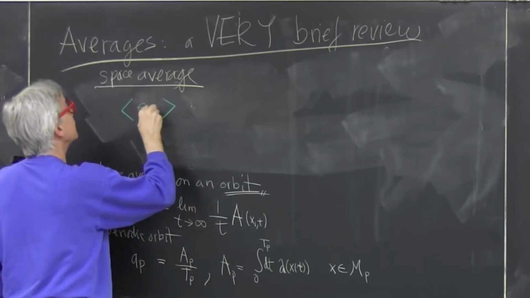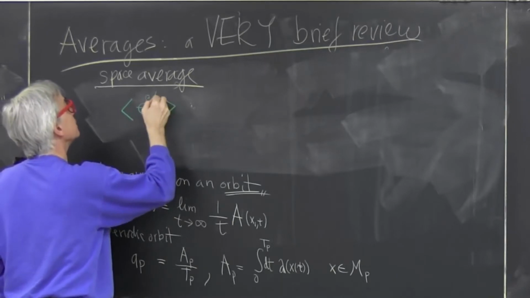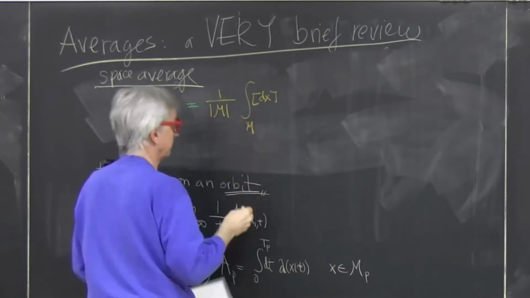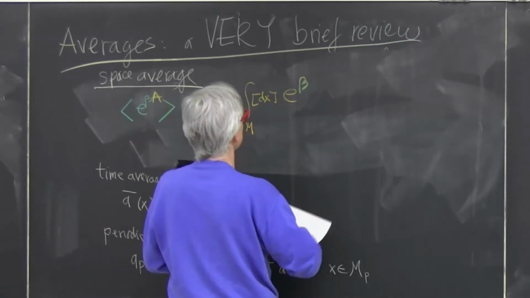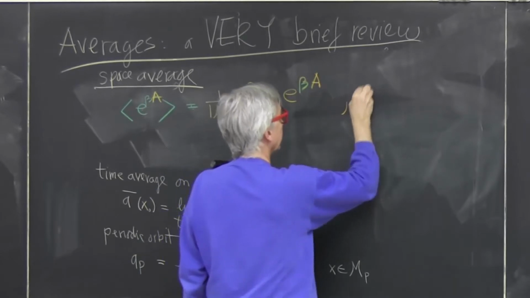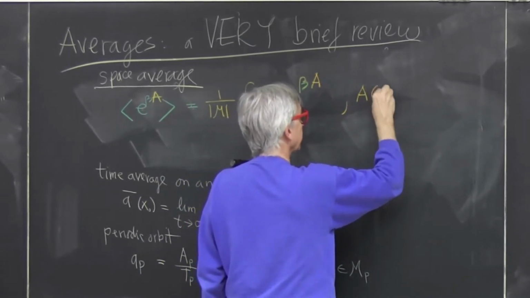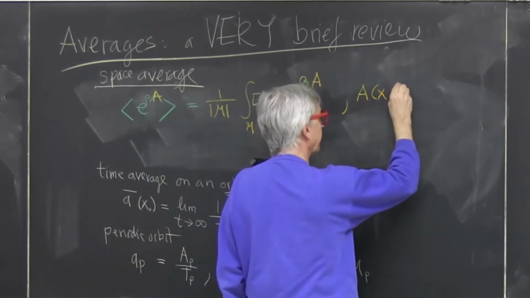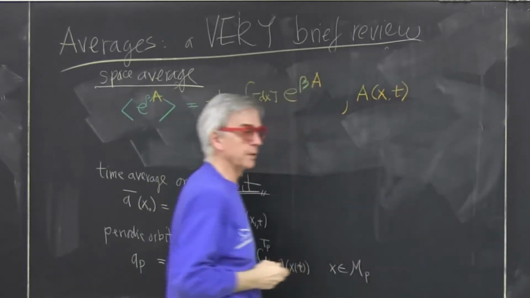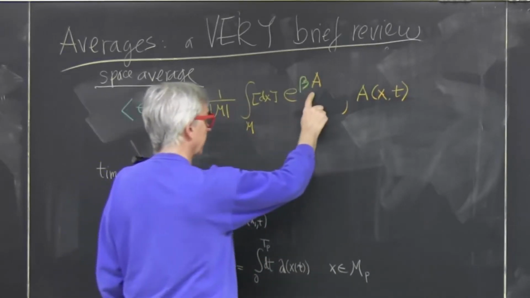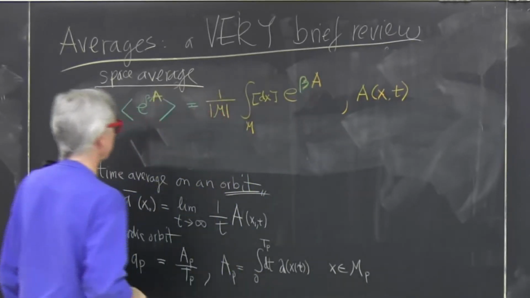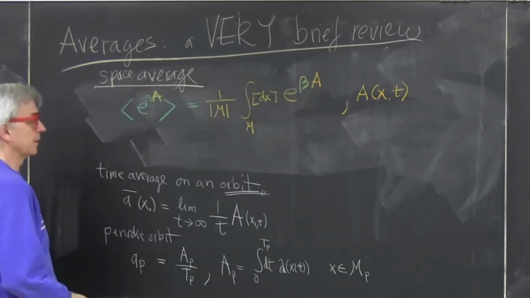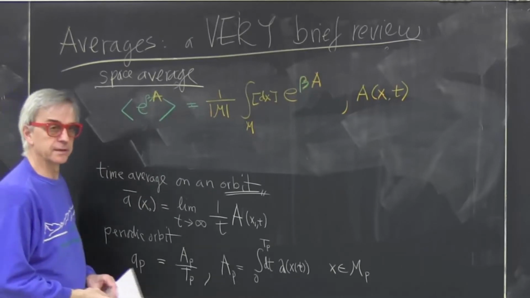Consider e to the beta A. And remember, A is something that depends on the state that you're evaluating it at, but it also depends on how much time has elapsed since you started being in the state. So this is doing some time integration on it. So this thing depends on the time. And this beta is just a convenient parameter to manipulate this kind of object.